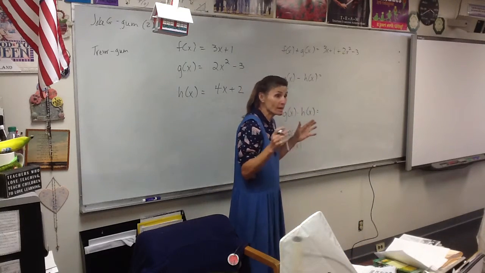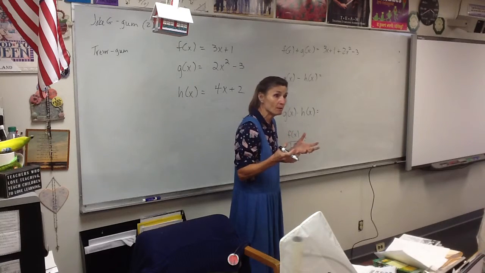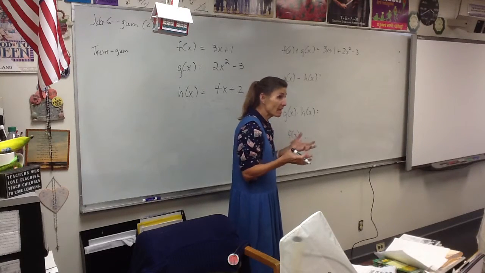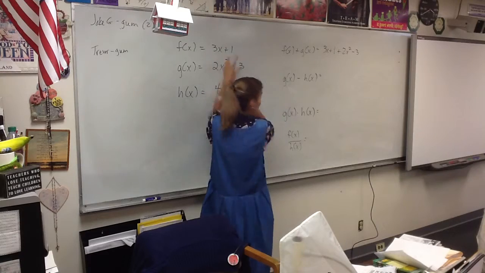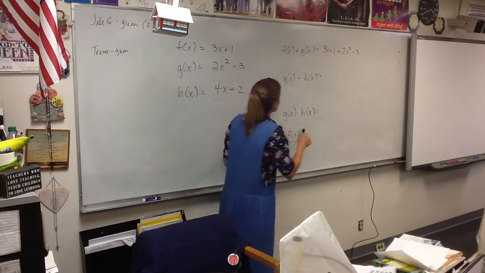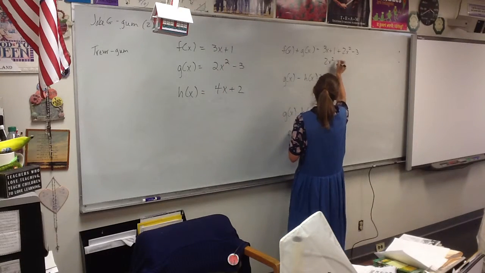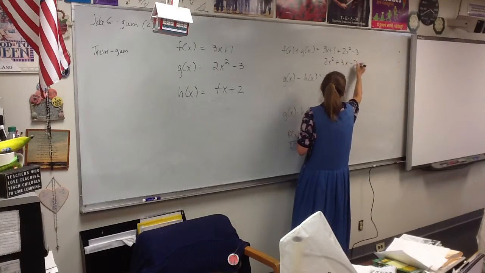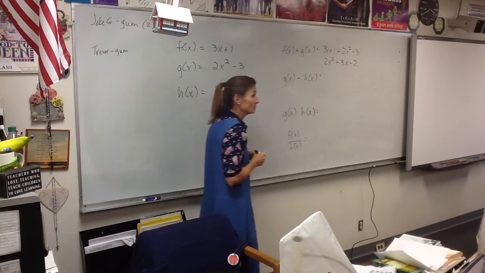Now, I would probably want to collect like terms and clean it up a little bit. But when it says add the functions, that's what you do. You just add them. So I would probably write that as 2x squared plus 3x minus 2. Is that okay with everybody?